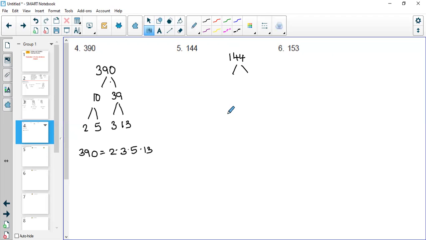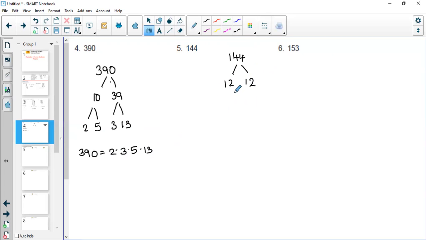So 144. What gives you 144? Which two factors will give you 144? Definitely it's going to be 12 and 12. Or you can even divide it as 2 multiplied by 72. It's totally up to you. Whichever factors you choose, the answer finally is going to be in the factorized form.